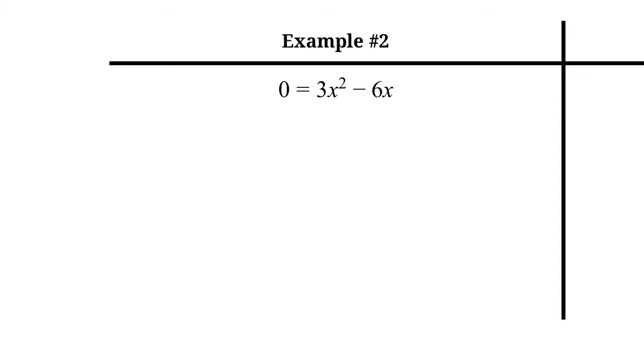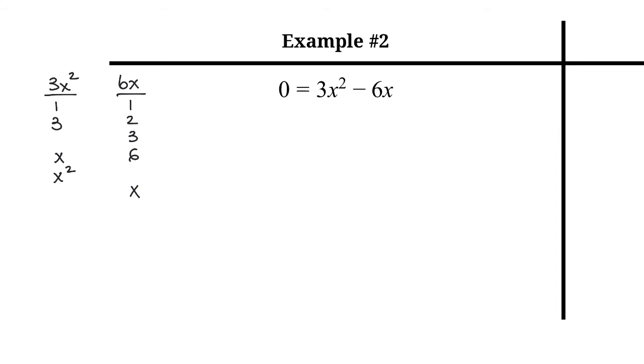So the first thing I want to do is look at the terms in the equation. We've got 3x squared and we've got 6x. So the first thing we need to do is identify what is the common factor between 3x squared and 6x. I'm just going to go over to the side here and list out all of the factors for 3x squared and 6x. So on the side of the screen, I've listed out all of the factors for 3x squared and for 6x.